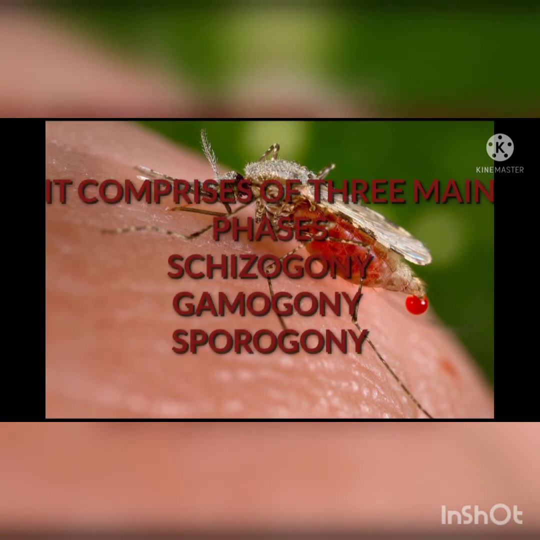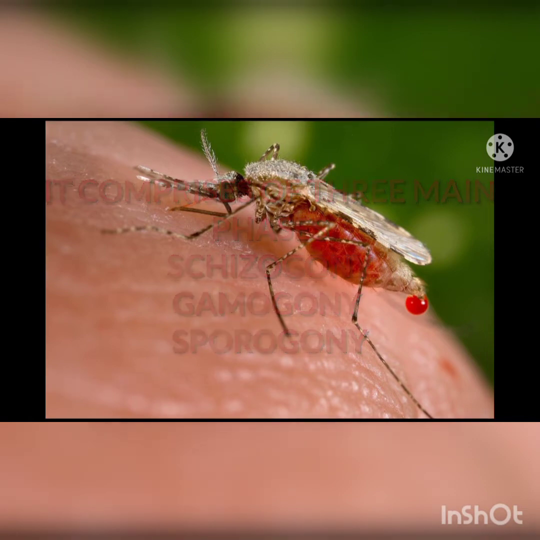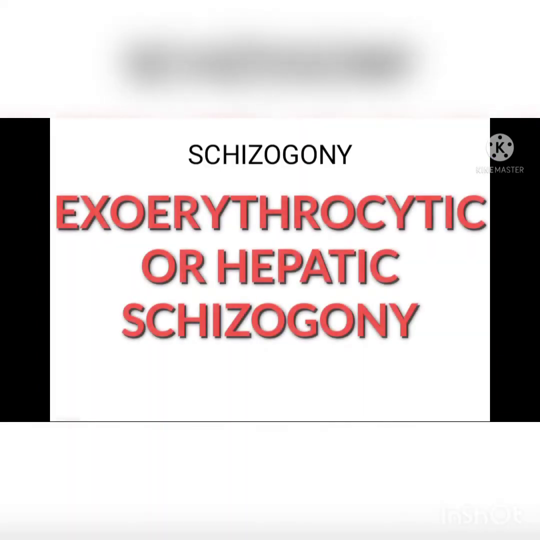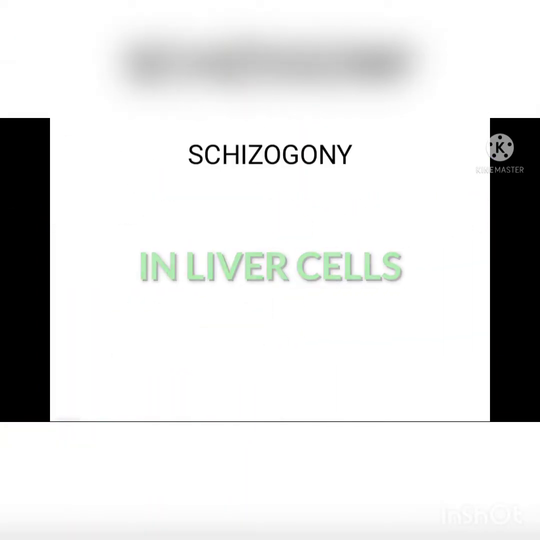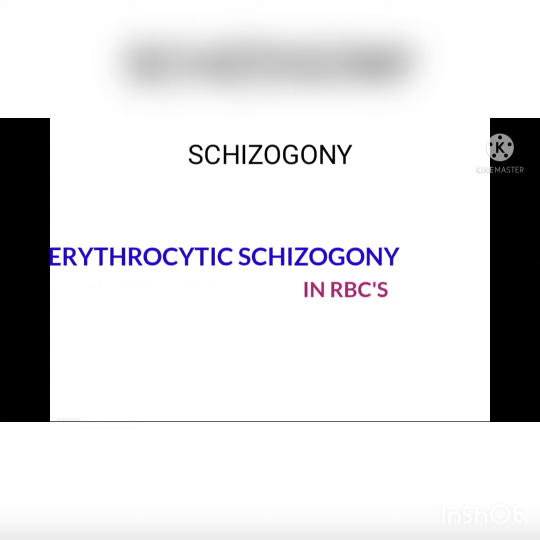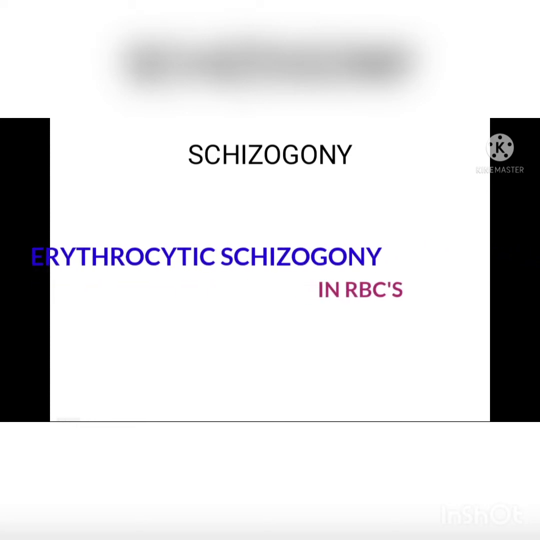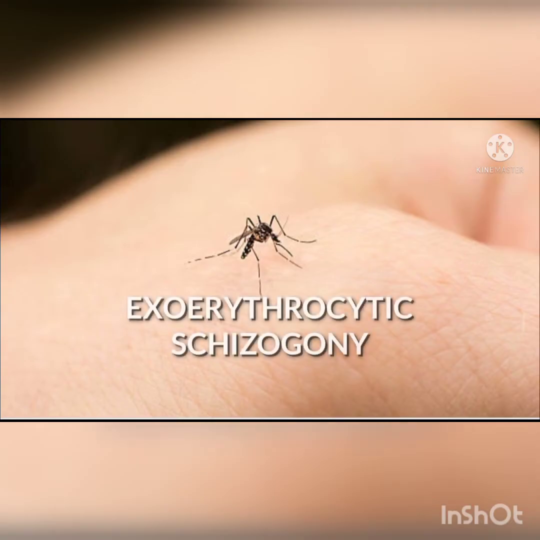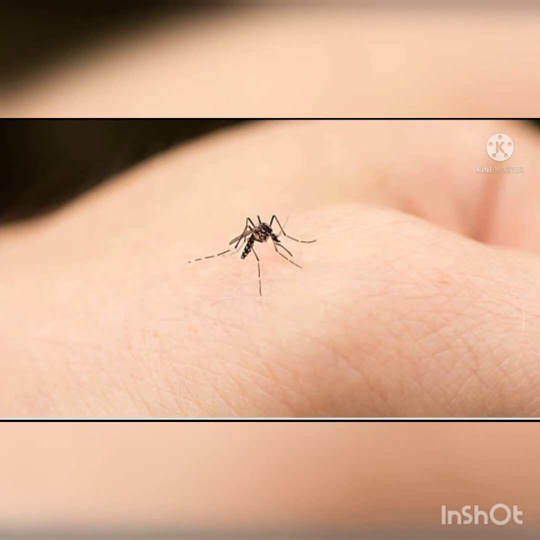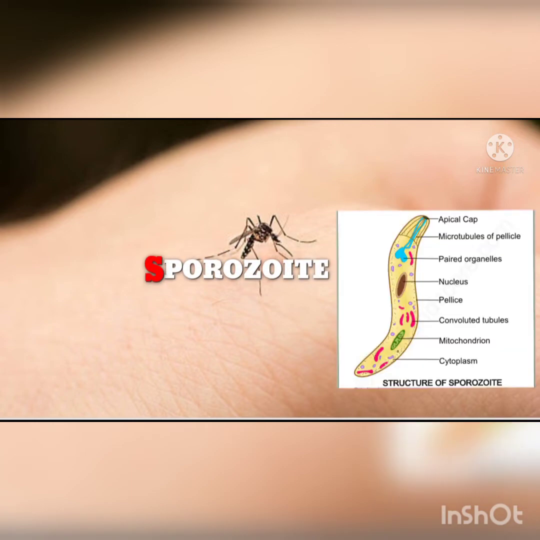It comprises three main phases: schizogony, gamogony and sporogony. Schizogony has two phases: exoerythrocytic, which takes place in liver cells, and erythrocytic schizogony, which takes place in RBCs. In exoerythrocytic schizogony, infection occurs when a mosquito bites a human, and at this stage the parasite is called a sporozoite.